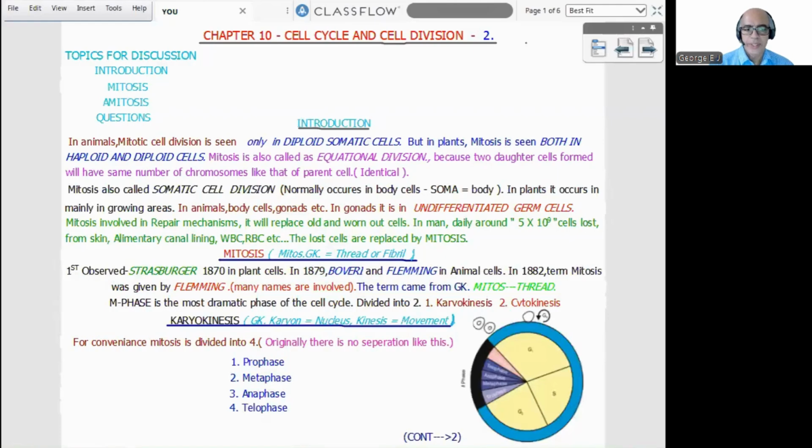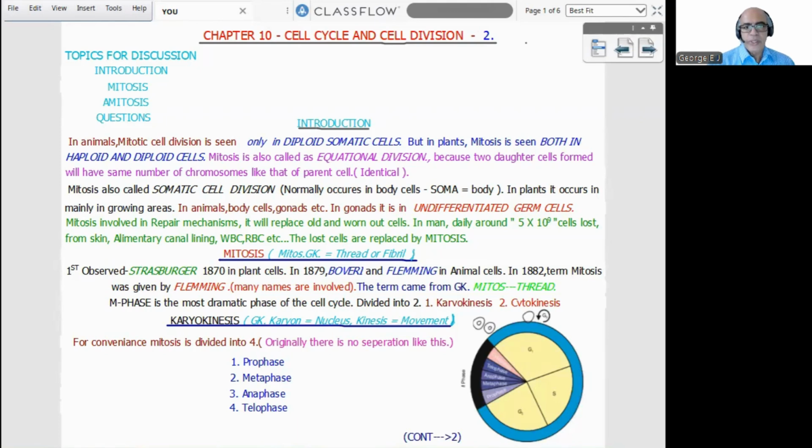I think the screen came, so we can proceed. What topics will we be discussing in this episode? The chapter is Chapter 10, Cell Cycle and Cell Division, second part. So one introduction, then mitosis, then amitosis, then as usual, 5 theory questions and 5 NEET model questions with the key.